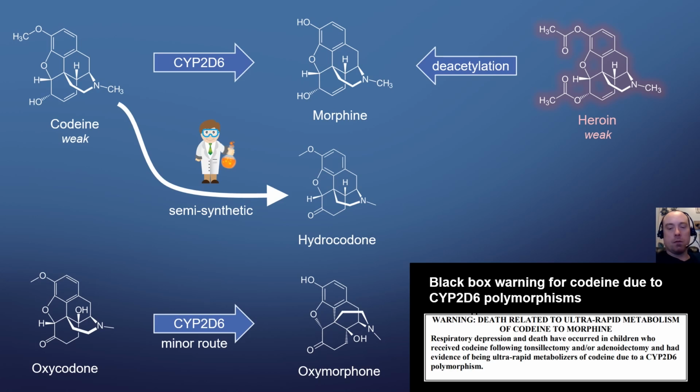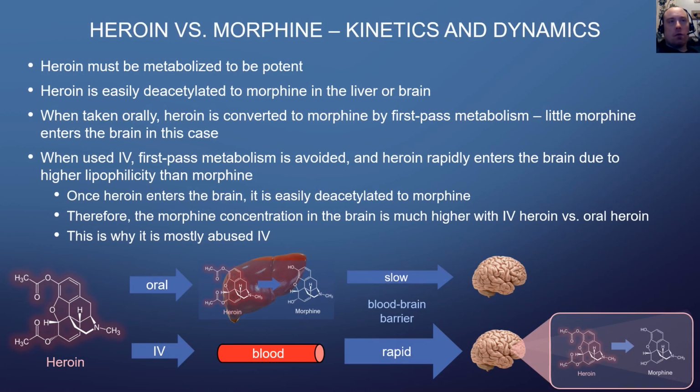So this slide is just highlighting how heroin and morphine are different, even though heroin is metabolized into morphine. And what it comes down to is the way heroin is administered. So first of all, heroin must be metabolized to be potent. As you can see down here, no matter which way you take it, if you took it orally, which is not usually done, it would be metabolized into morphine.